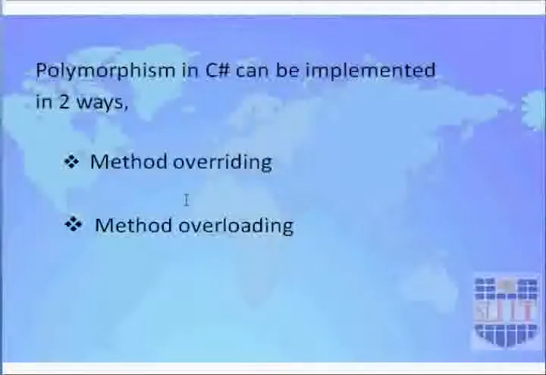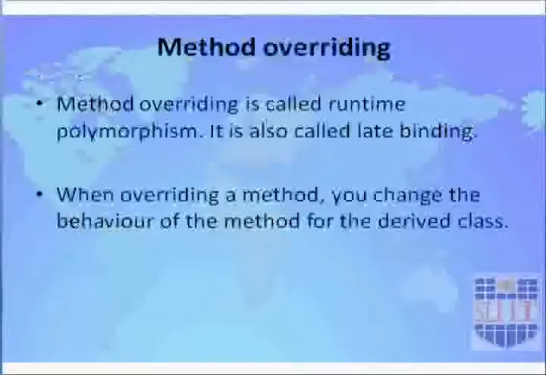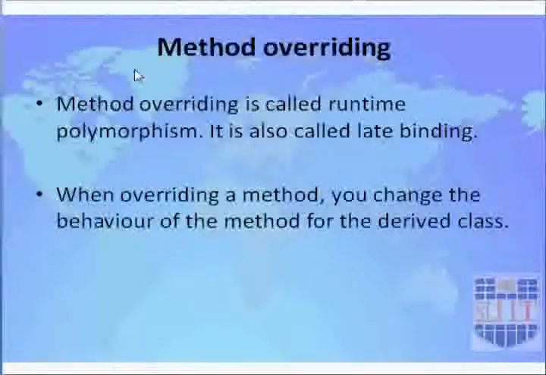Polymorphism in C# can be implemented in two ways: method overriding and method overloading. Method overriding is when a class redefines a method of another class using the same signature. Runtime polymorphism is done using inheritance and virtual functions. Method overriding is called runtime polymorphism. It is also called late binding. When overriding a method, you change the behavior of the method for the derived class.